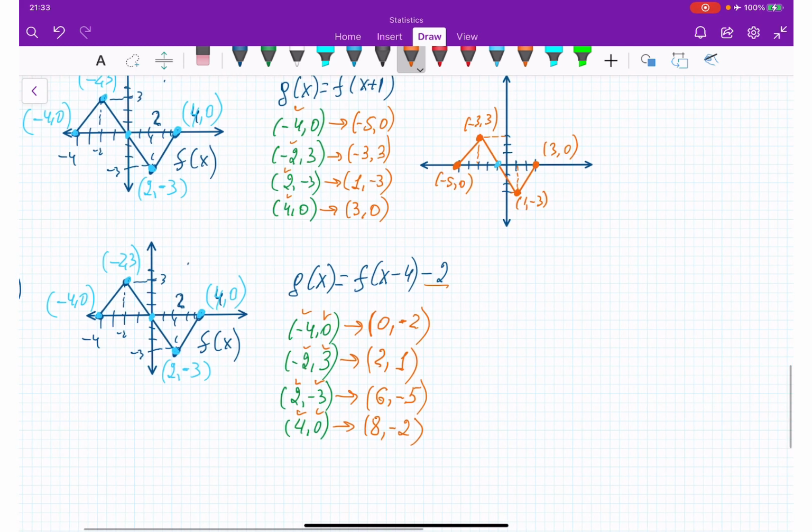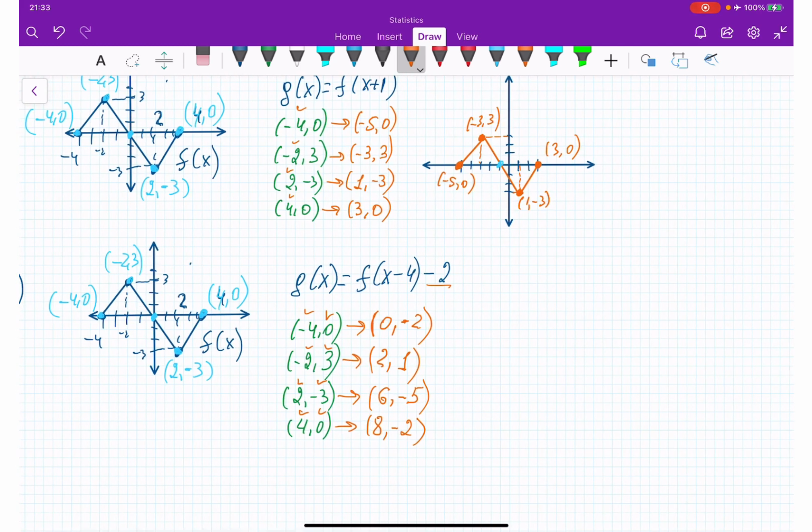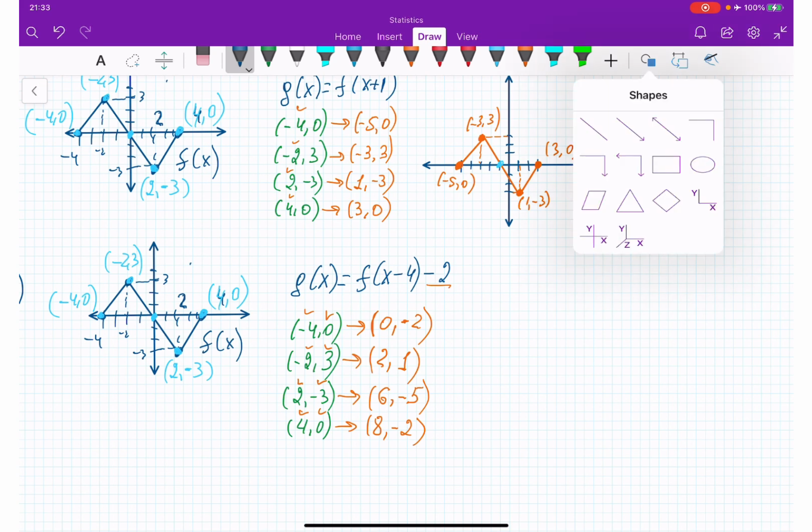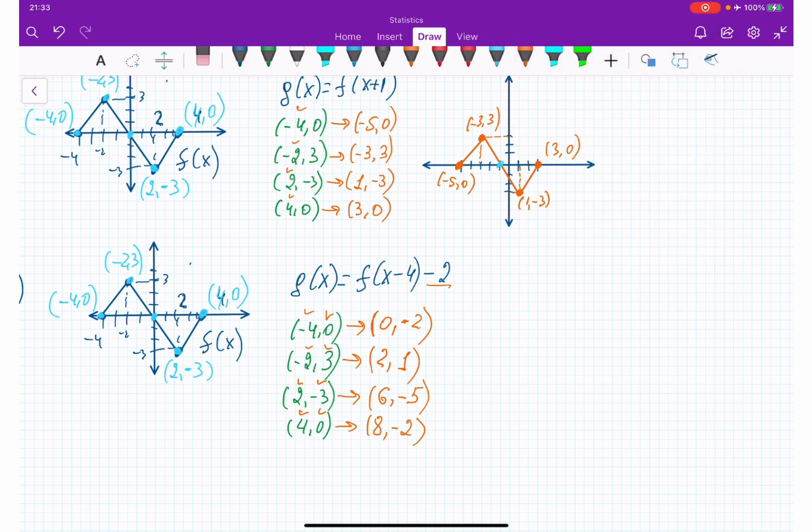Now let's move these points onto the new graph. And we will need big numbers, 6 and 8. Okay, we'll make it.